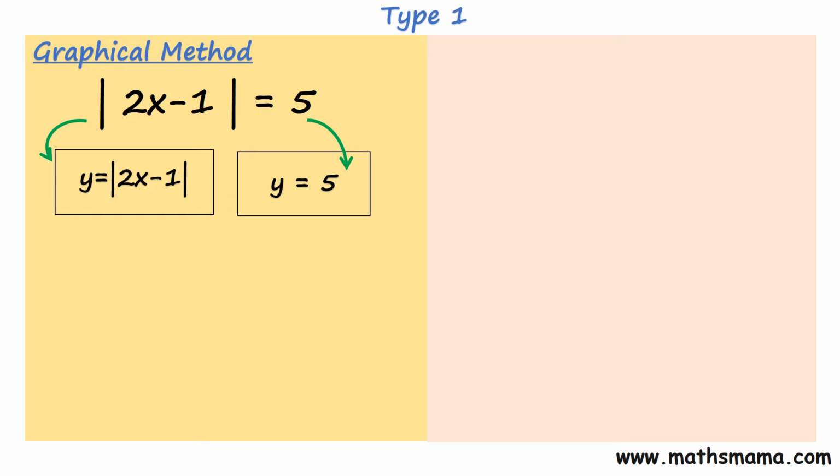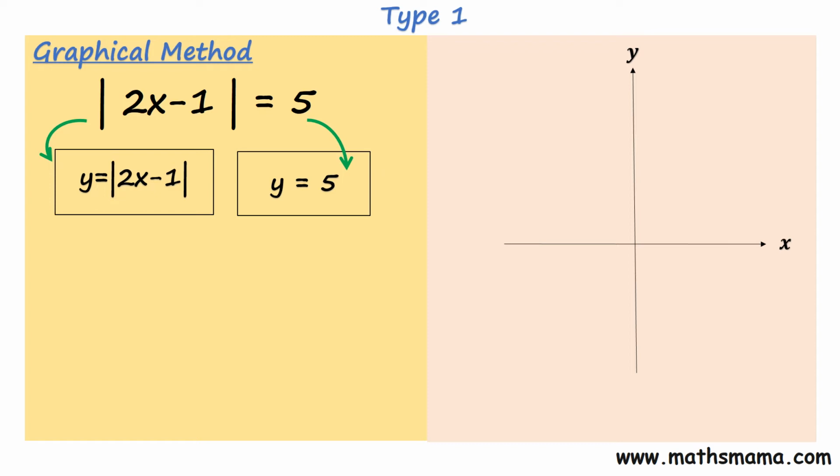Moving to sketch the graph, I'll start by drawing the x-axis and y-axis. We'll first pick the modulus function. I hope you remember the steps. First, ignore the modulus sign and sketch y equals 2x minus 1. It's a straight line with a positive gradient.